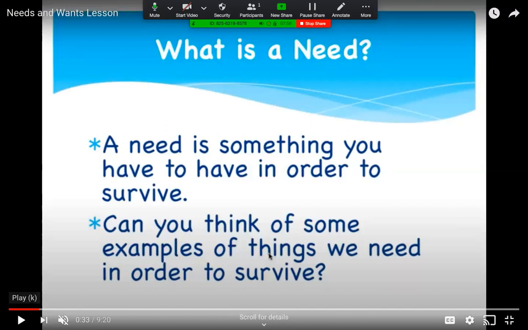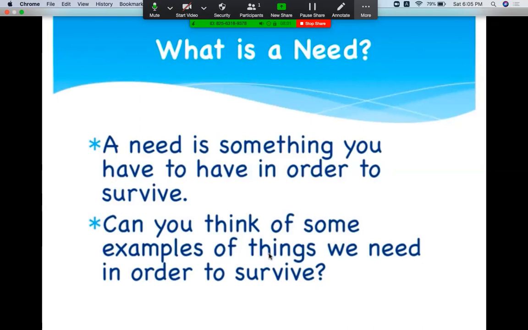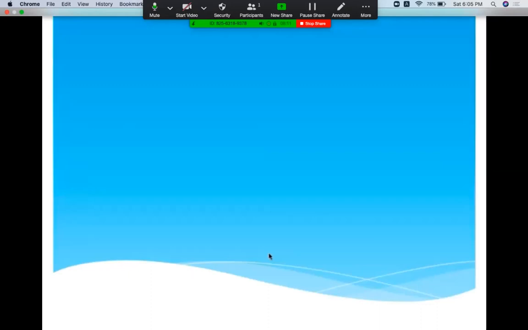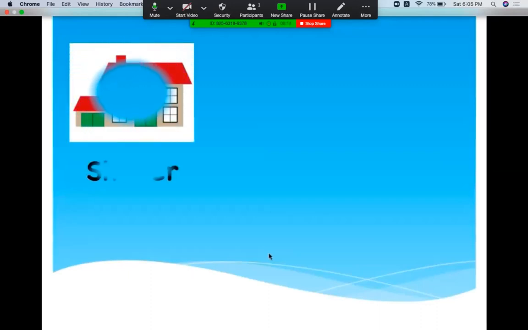A need is something you have to have in order to survive. So without it, you will not be able to survive. Can you think of some examples of things we need to survive? Let's think together.